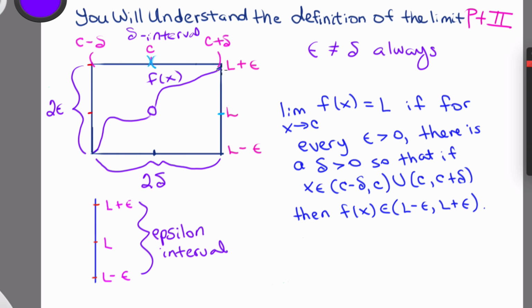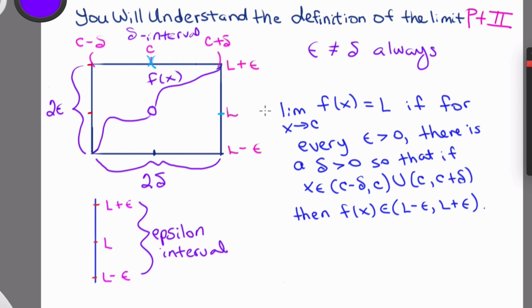We've created an interval or distance of twice epsilon on this side. From L to L plus epsilon, the distance is epsilon. From L to L minus epsilon, the distance is epsilon. So we've created a length of 2 epsilon here, which I've captured on the other two sides of this rectangle.